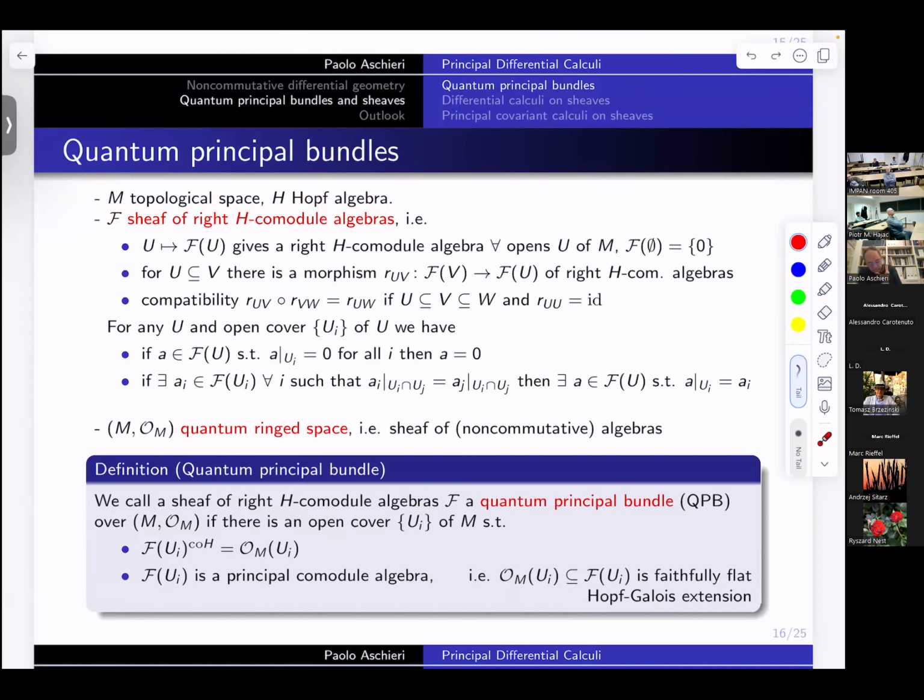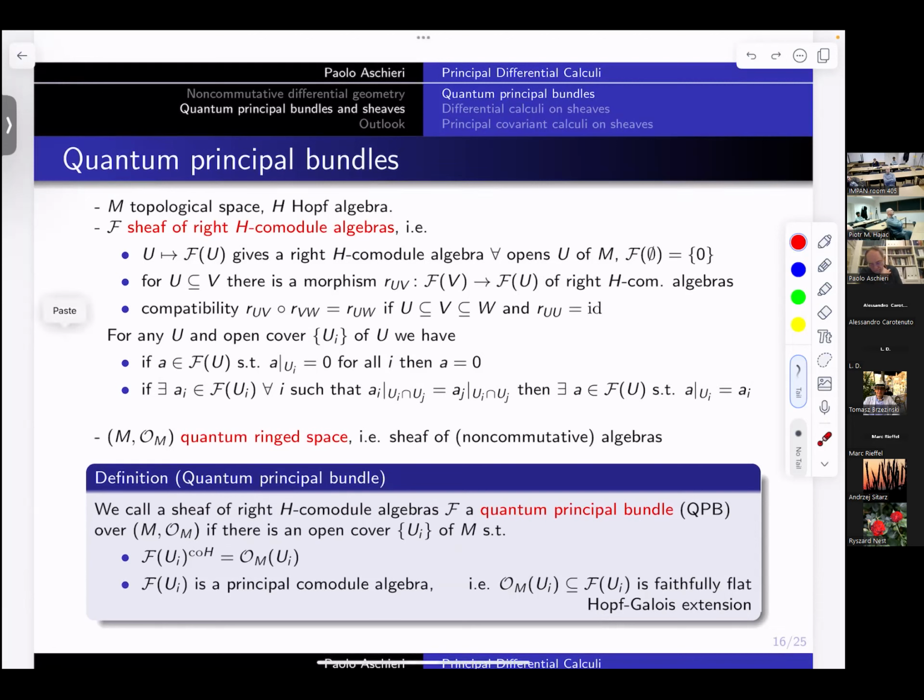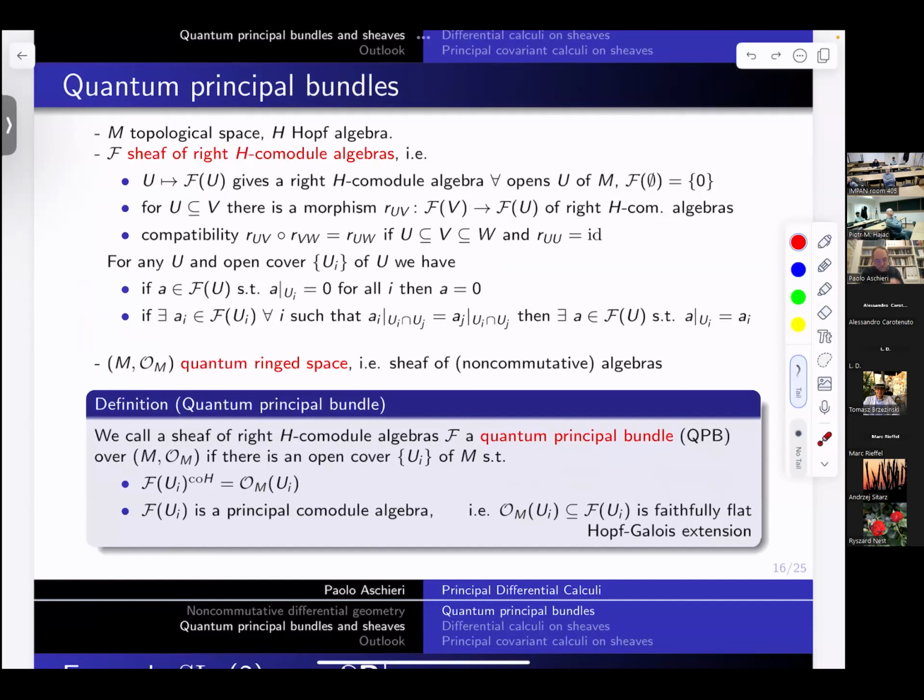well, as usual, it's a functor that to each open associates a right H-comodule algebra, of course, and to the void set it will associate the algebra with one element, where the unit coincides with the zero. And then we have the restriction morphisms. Given the injection of U into V, we have such a contravariant functor condition, and the compatibility of composition of such morphisms. This is the presheaf condition, then we have the sheaf conditions here.